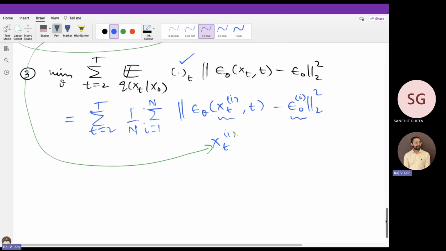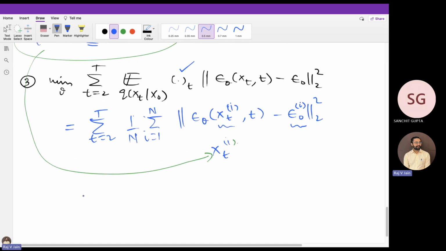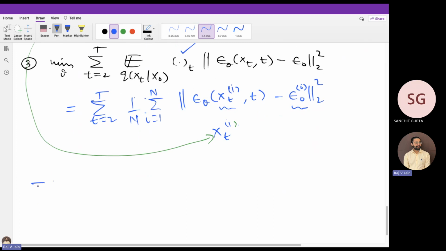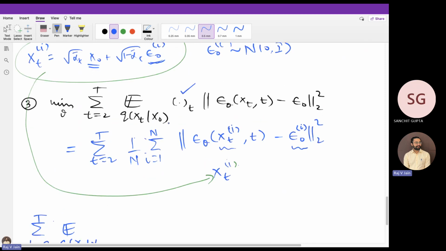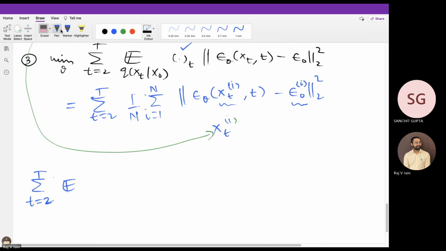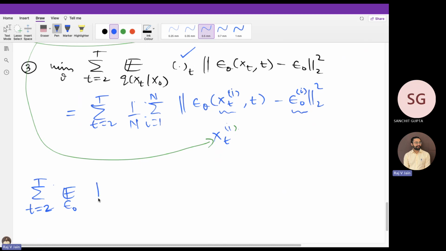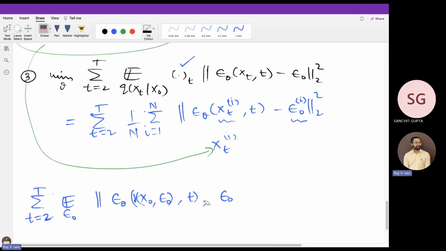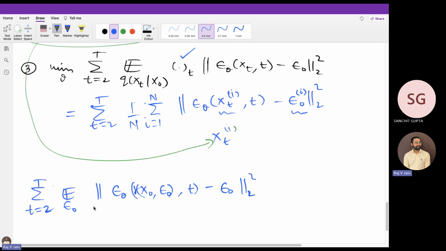Okay. Now there is one other thing that the authors do, a bit iffy, but this is important for implementation. So I'll take one small detour and write it here. I had this sum from 2 to T of q of xt given x naught. By the way, this is not the right way of writing it, but let me make it a bit more clear. Expectation over epsilon naught, because that's the random variable, of some function of epsilon theta, x naught, epsilon naught, and t. So if I ignore this scaling factor, this is what it turns out to be.